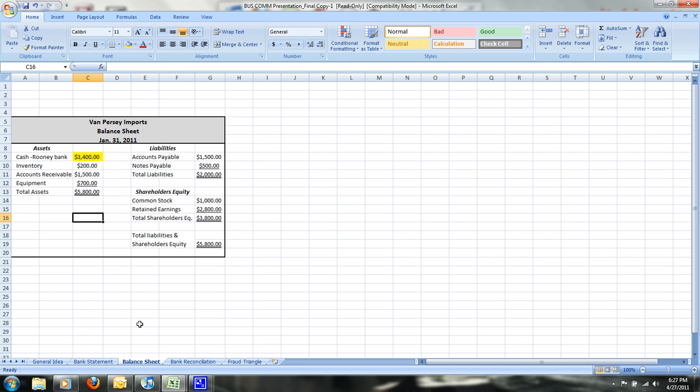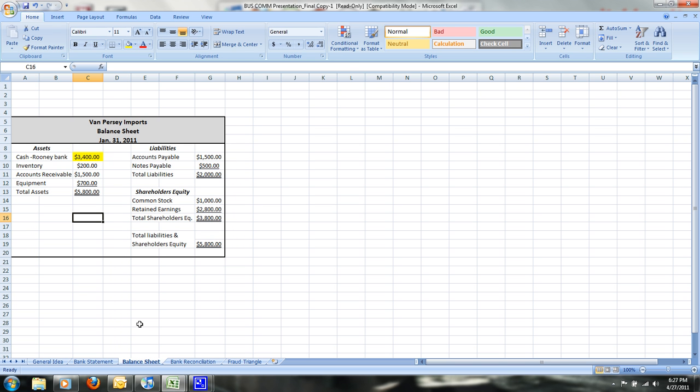Now, when we look at the balance sheet, we could also look at the general ledger, and we look at our cash for the Rooney bank account. It says we have $3,400 in there. So obviously, there's a discrepancy of $1,600 between what we say we have versus what the bank says we have, and that's where the bank reconciliation comes in.